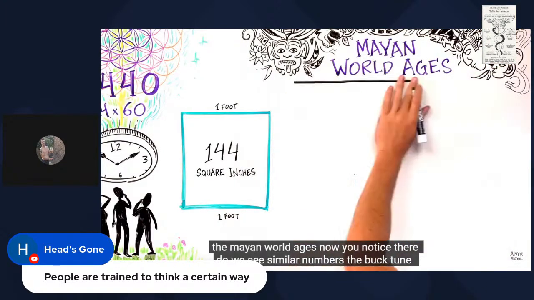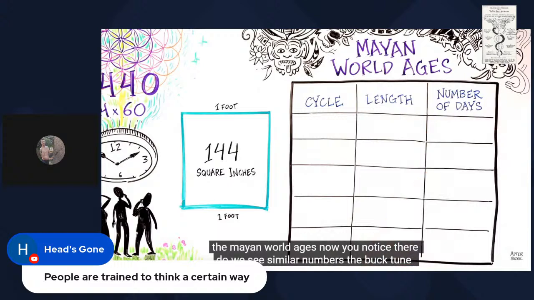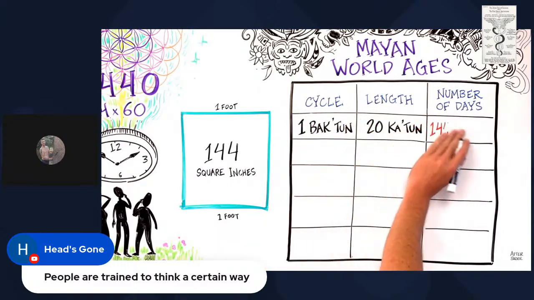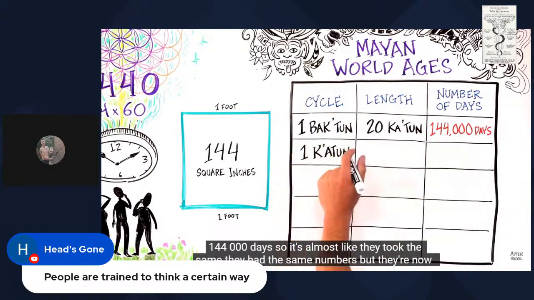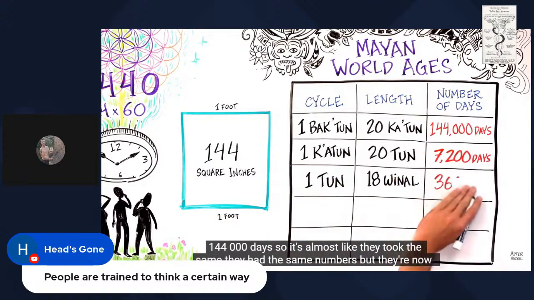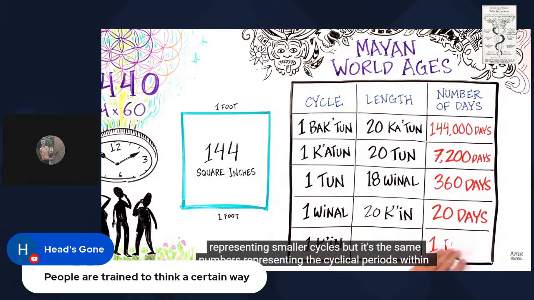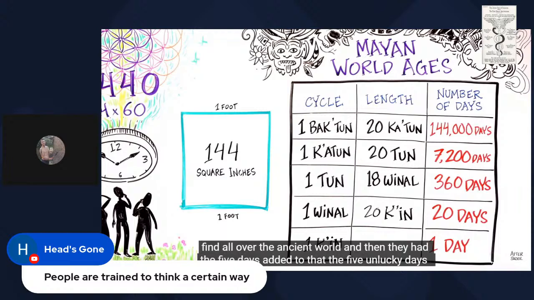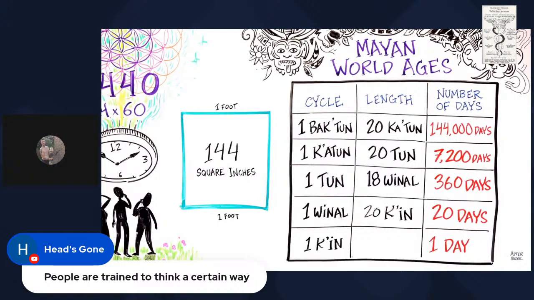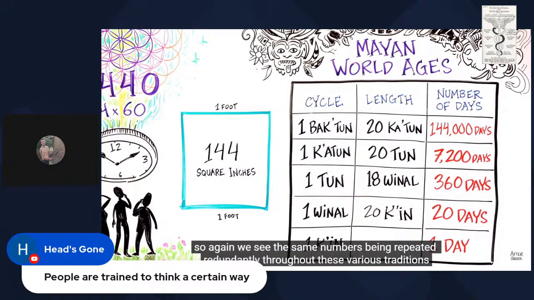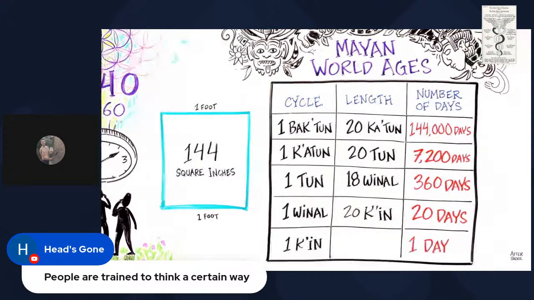The Mayan world ages. Now you notice there, do we see similar numbers? The Baktun, 144,000 days. So it's almost like they had the same numbers, but they're now representing smaller cycles. But it's the same numbers representing these cyclical periods within nature. A tun is 360 days, and that was the sacred calendar that we find all over the ancient world. And then they had the 5 days added to that, the 5 unlucky days. So again, we see the same numbers being repeated redundantly throughout these various traditions.